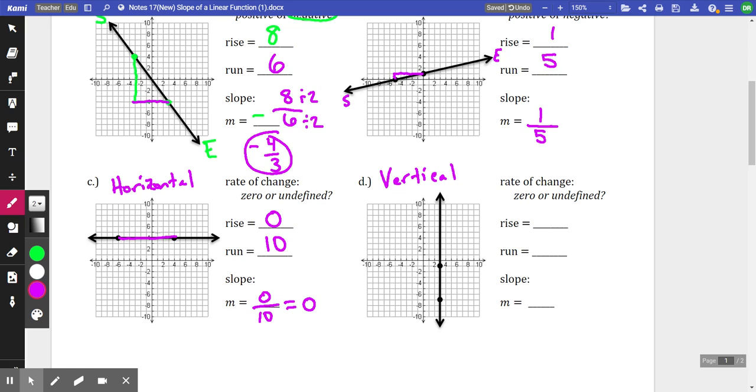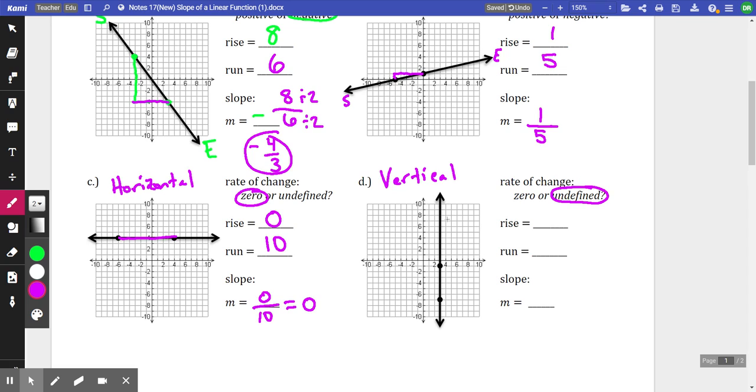So no matter where this horizontal line is, a horizontal line always has a rate of change, or a slope, of 0, because we don't go up or down any, but we go left and right forever. So that means the vertical line is going to have a slope that's said to be undefined.